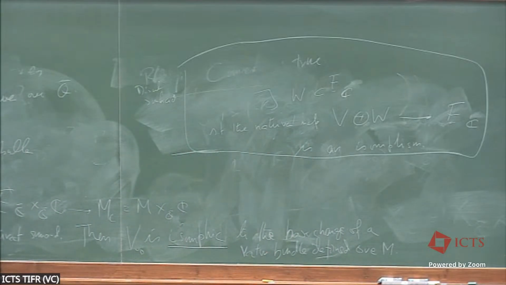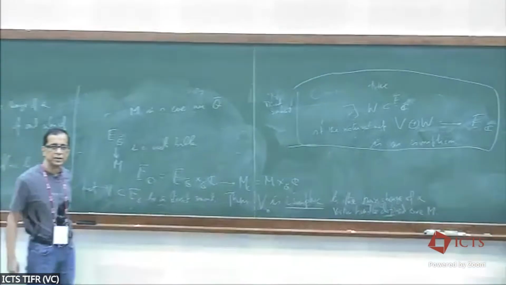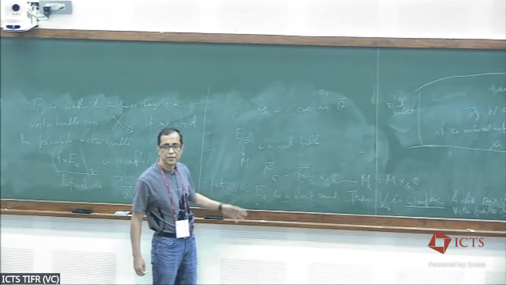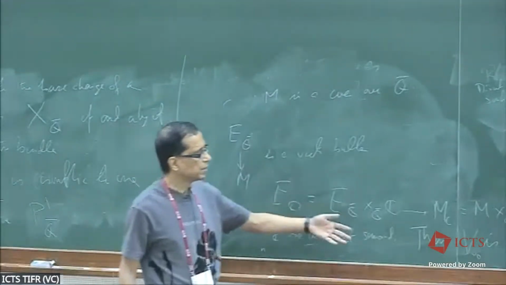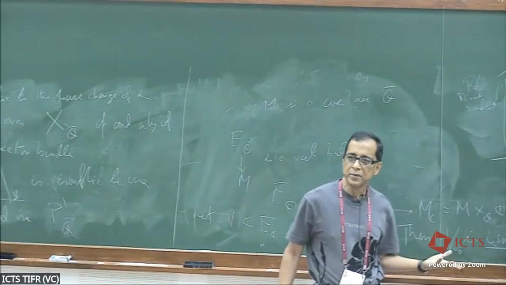So I have a vector bundle on M. M is a curve over Q bar, and this is a vector bundle over Q bar. I take the base change. I take any direct summand. I claim that this is isomorphic to the base change of a vector bundle. You see, one has to keep emphasizing this word because the sub-bundle may not be defined over Q bar.